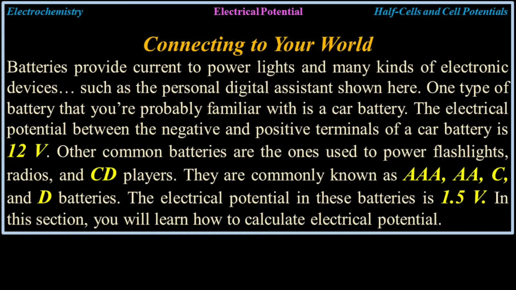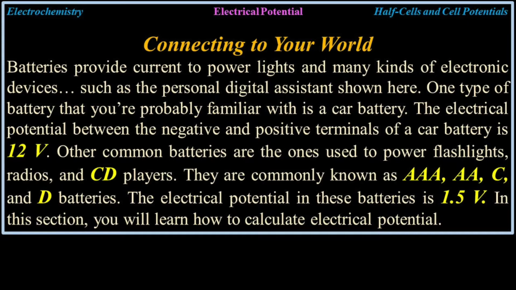Batteries provide current to power lights and many kinds of electronic devices, such as the personal digital assistant shown here in the previous slide. One type of battery that you're probably familiar with is the car battery. The electrical potential between the negative and positive terminals of a car battery is 12 volts. Other common batteries are the ones used to power flashlights, radios, and CD players.